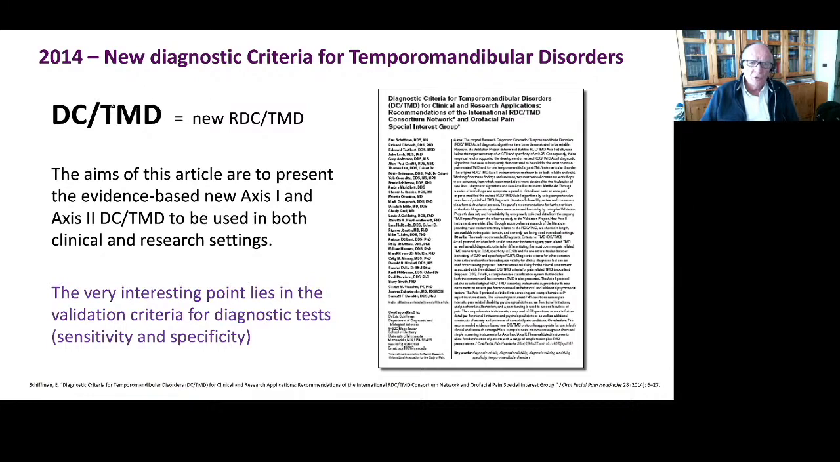And one of the objectives of the new DC-TMD is to propose a new classification, but the aim of this article is to present the evidence base of different clinical tests. And it is an important point of this article. It is a validation criteria for diagnostic tests around sensitivity and specificity. And this part is very good. But concerning the classification, it is not good.